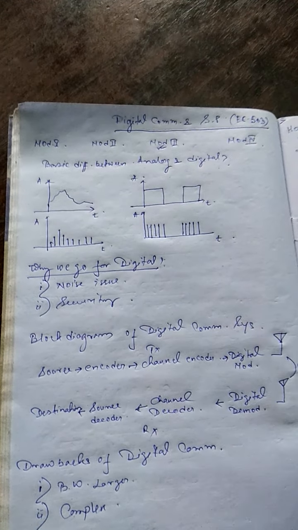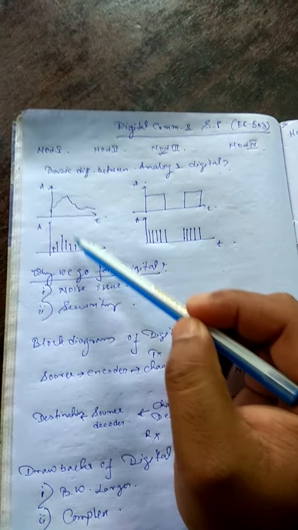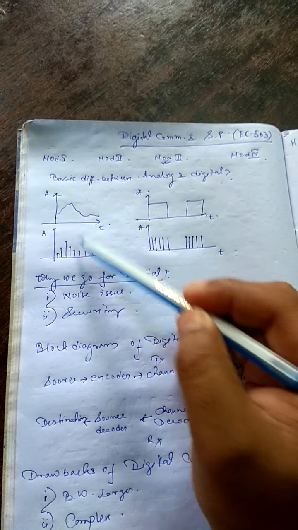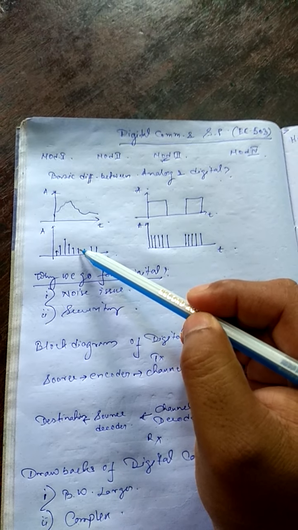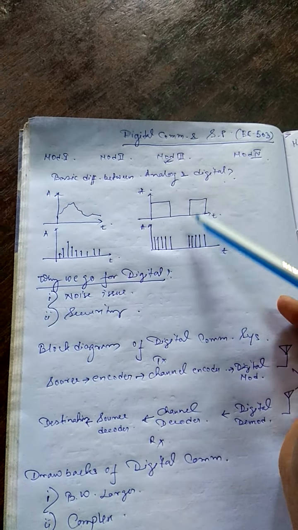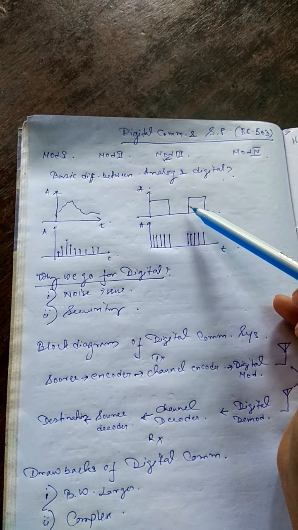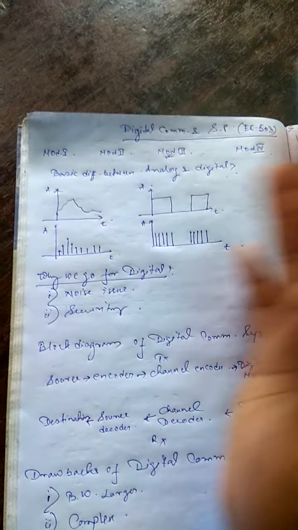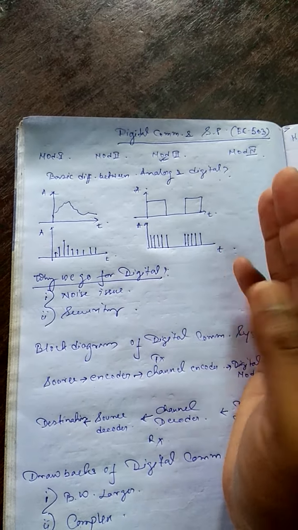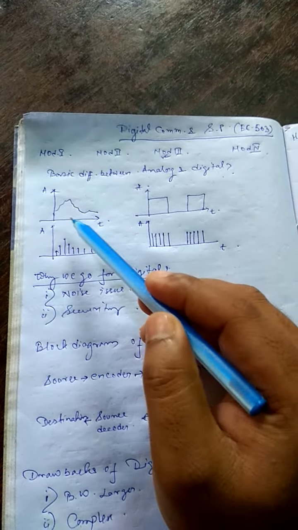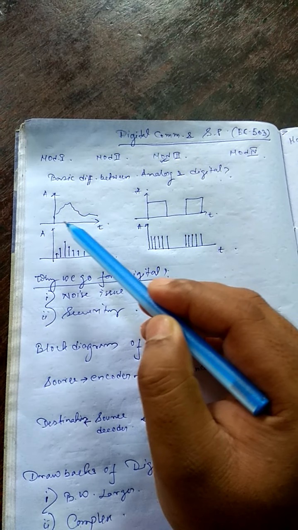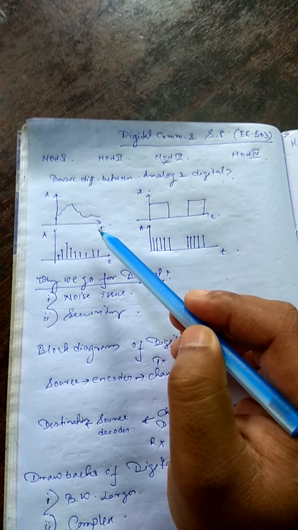Okay, always remember, this is a figure, and this is a figure, so there are two figures. This type of signal is called the analog signal, and this type of signal is called the digital signal. So what is the basic difference between these two types of figure? First of all, always look at the amplitude axis with respect to the time axis.